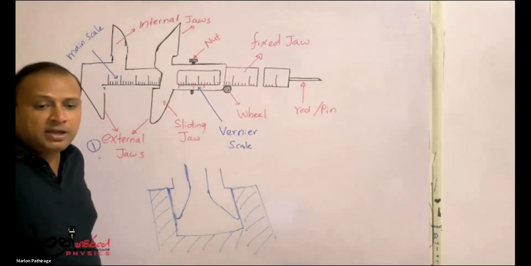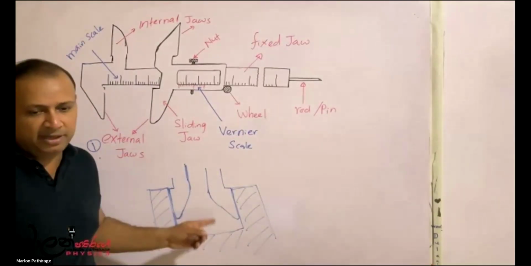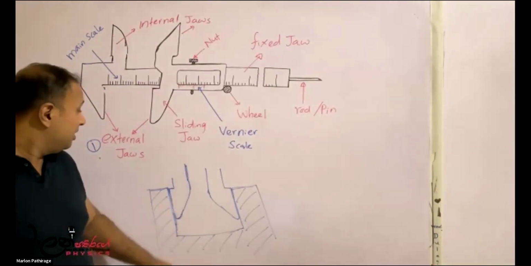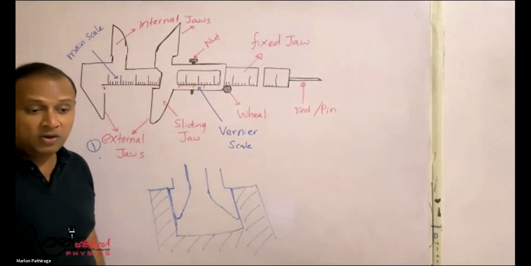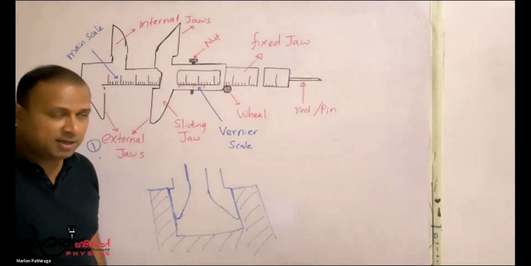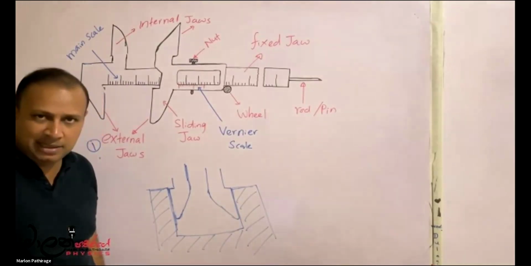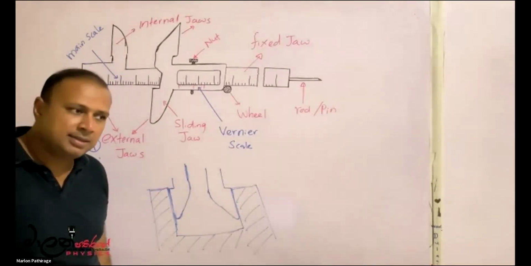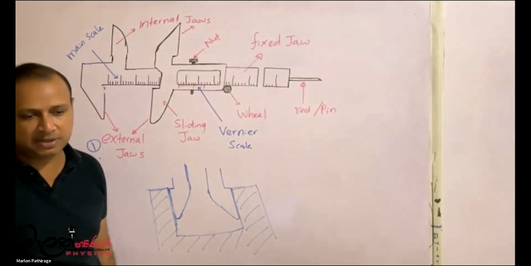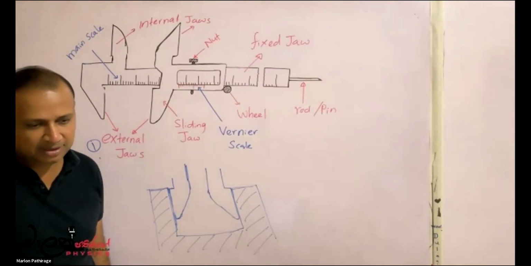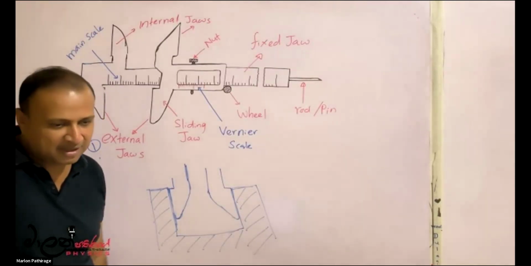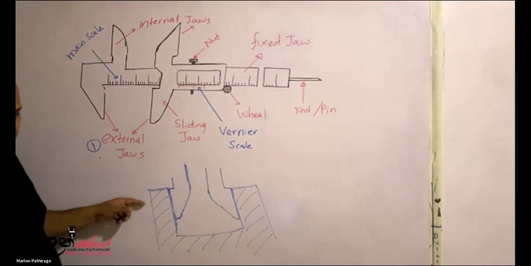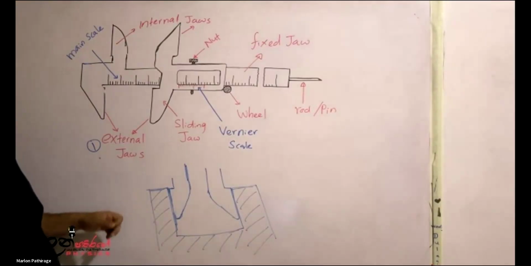Those are used to measure the internal measurements such as internal diameters or internal spaces. That is the only one. Then you have to draw this.